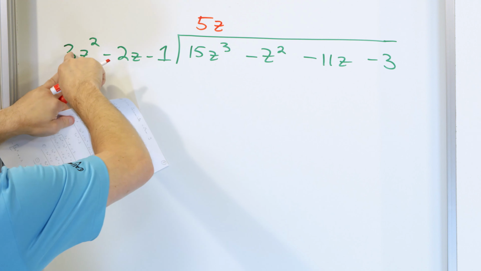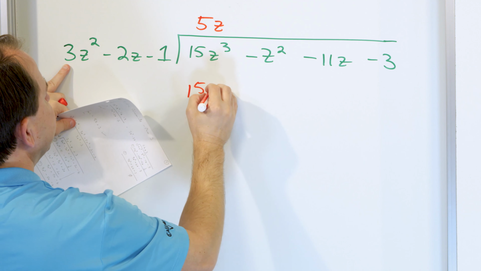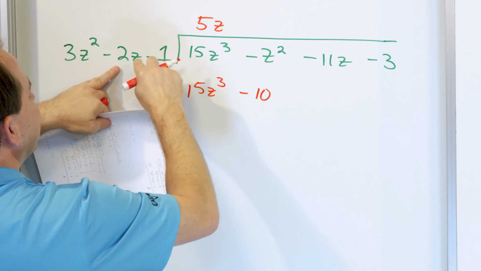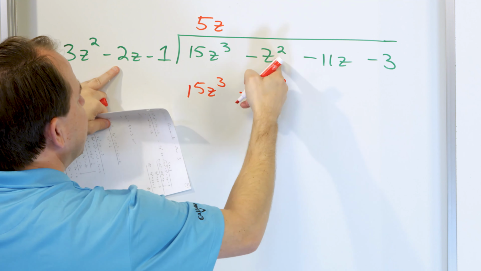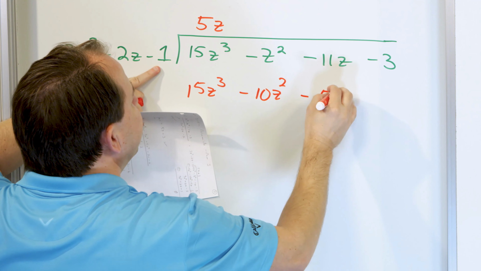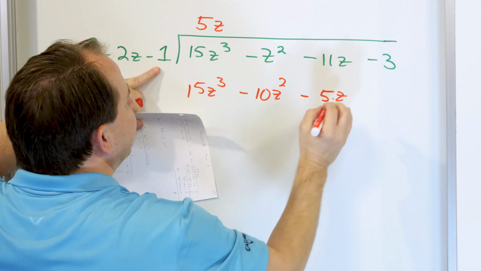Then we take this and multiply. Again, we're going to get 15z cubed. And then the 5 times the negative 2 is negative 10. Z times z is z squared. Has to match what's above. And then 5 times the negative 1 is going to give me negative 5, but then you have a z times that as well, so you're going to have a z.